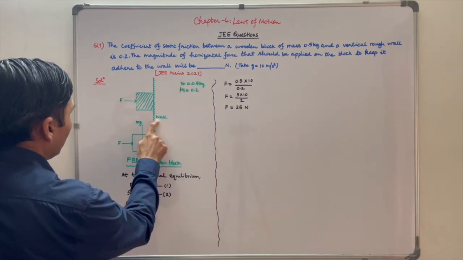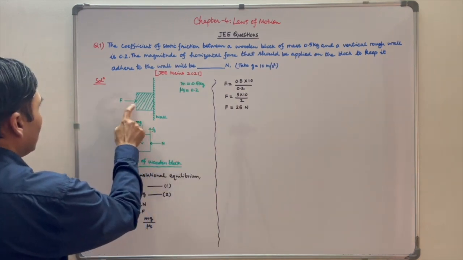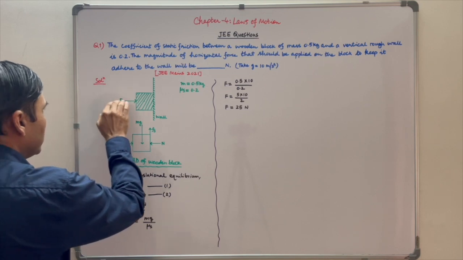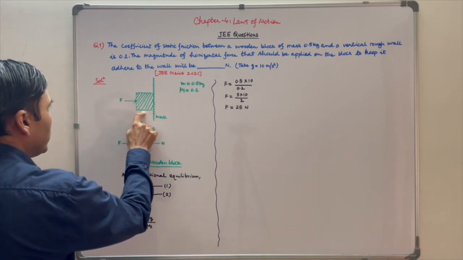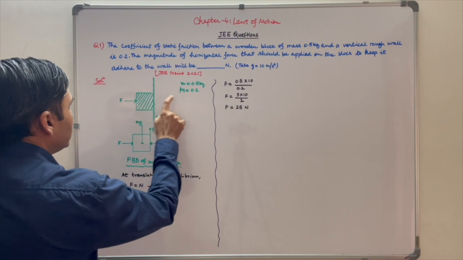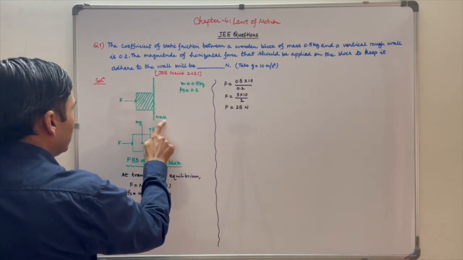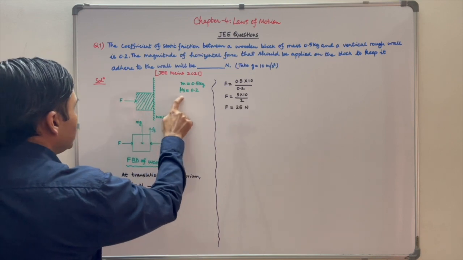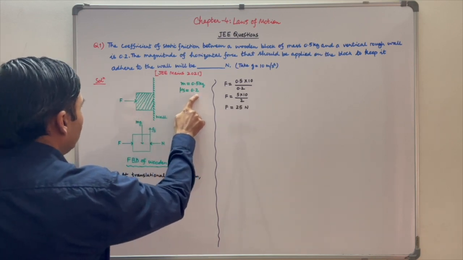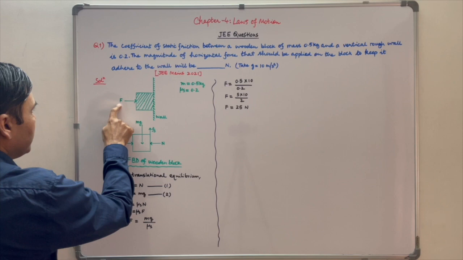This is a vertical wall and this is a wooden block. A horizontal force F is applied on the wooden block to stop it from falling down. The mass of this block is given as 0.5 kg. The coefficient of static friction between the wall and the wooden block, μs, is given as 0.2. We have to calculate the value of F.